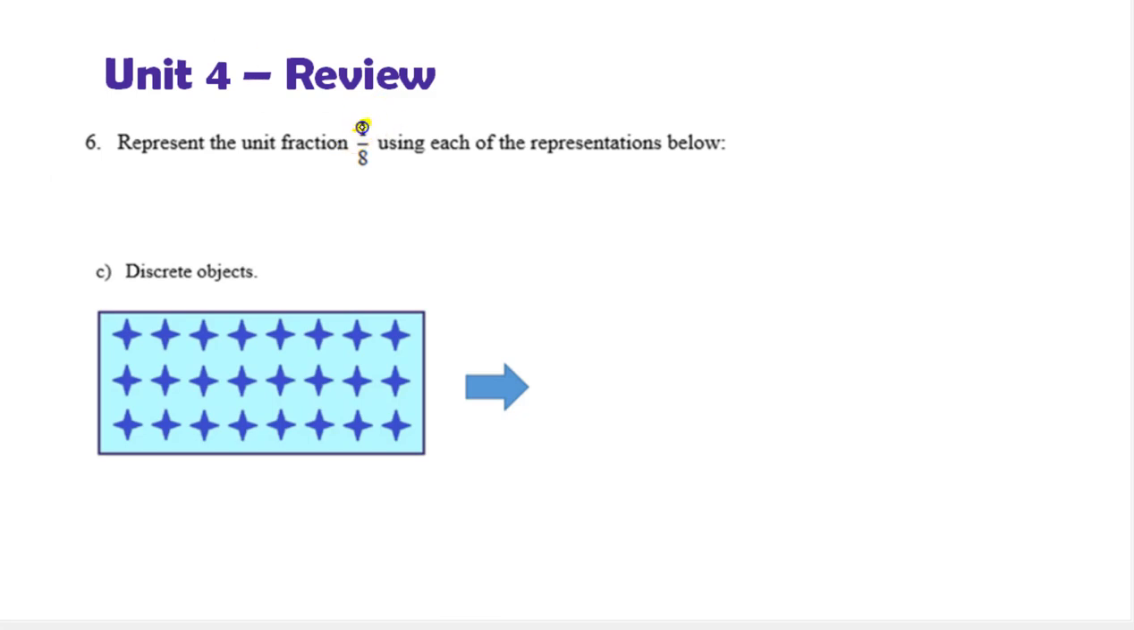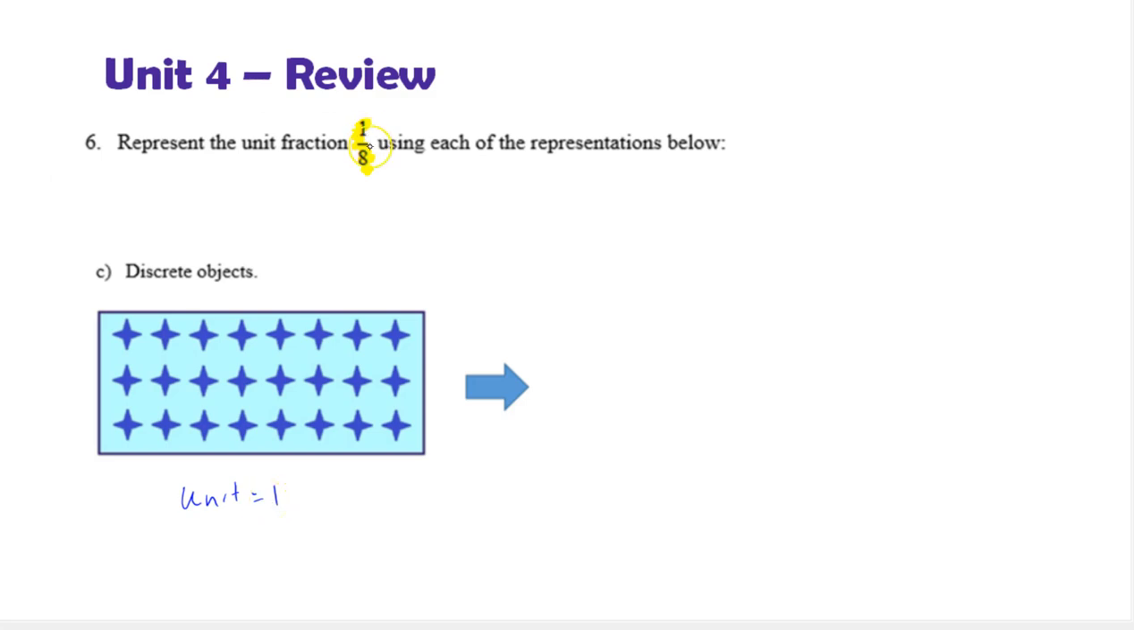Now we want still 1/8, but we're going to use discrete objects. Okay, so our unit, remember, our unit equals 1, and these 24 stars represent our unit. Maybe you could think you could have a case of soda and you want 1/8 of the case of soda. It would have 24 cans in it, but it would still be 1 case of soda if you think of it in terms of cases. So that's the idea here.